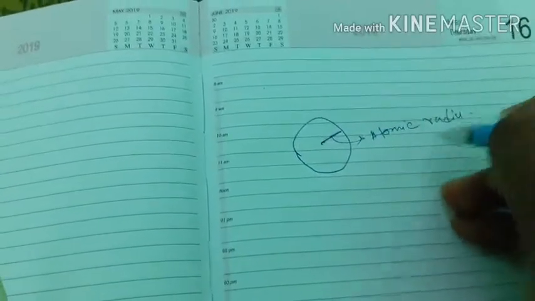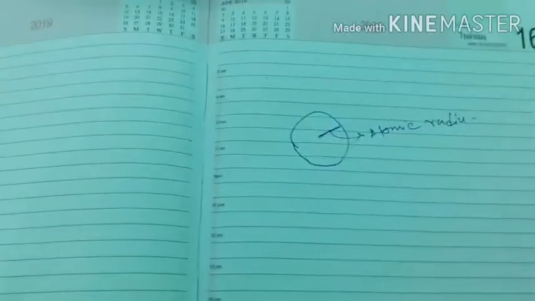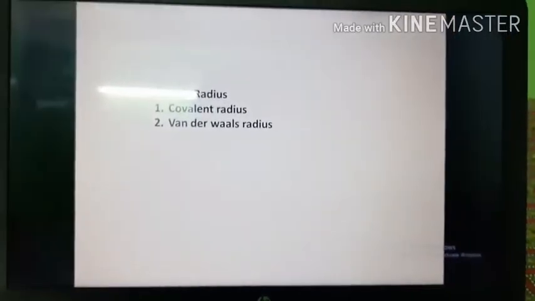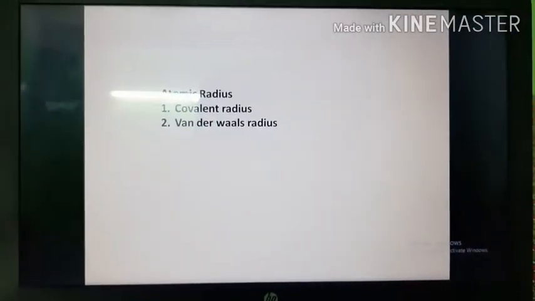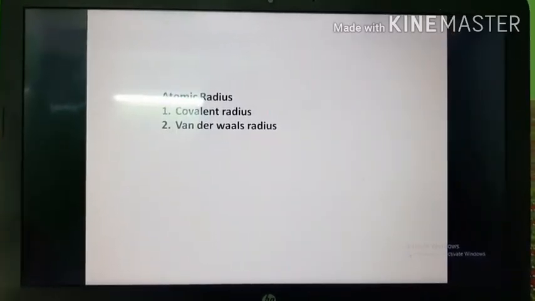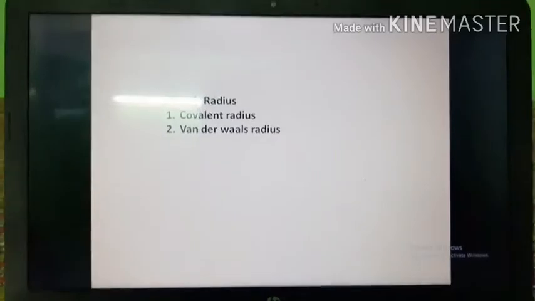Now, atoms can form covalent bonds as well as ionic bonds. So, there are various types of atomic radius. In this video, we will be discussing two types of atomic radius and their variation. The first one is the covalent radius and the second one is the van der Waals radius.